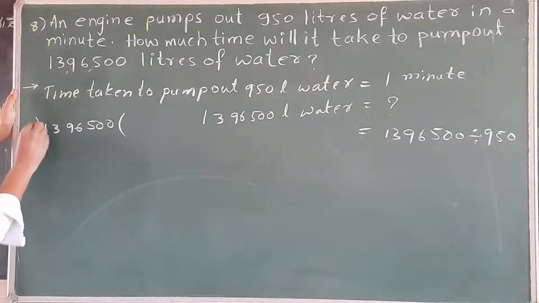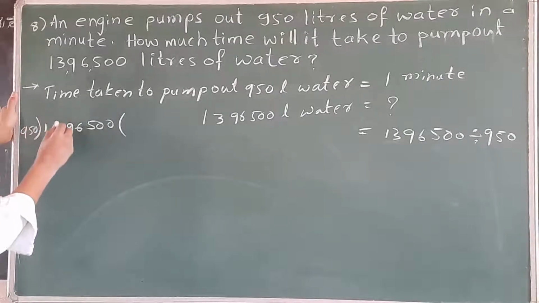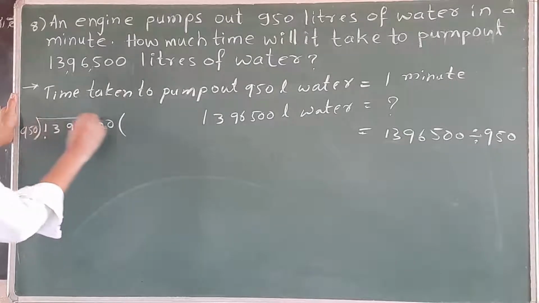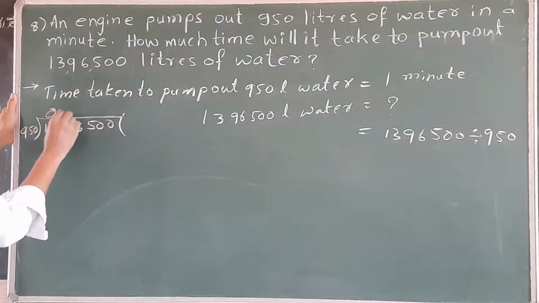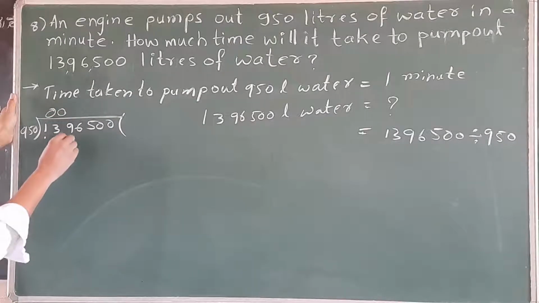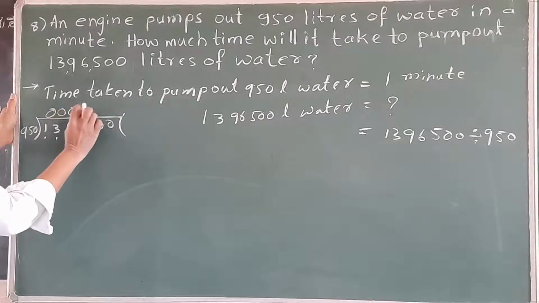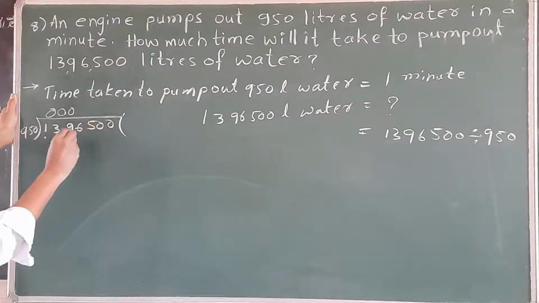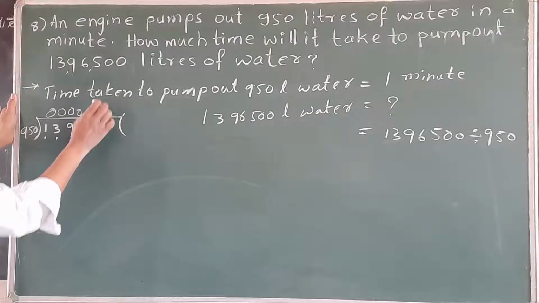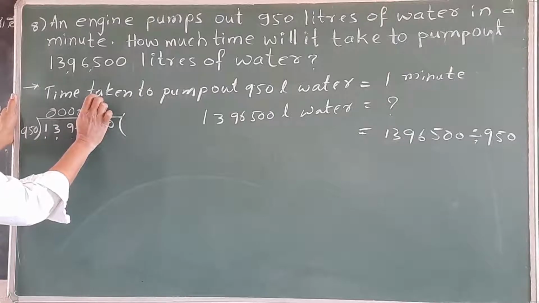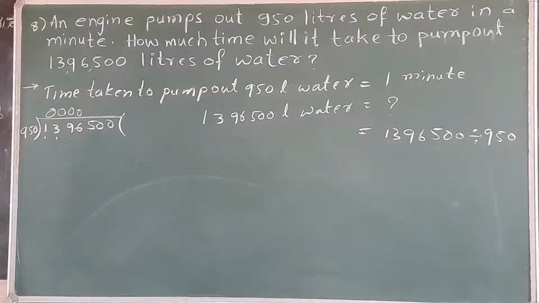950. In the 950 table, 1 is not there. Write 0, take the next one. 13 is also not there, write 0. Take the next one, it becomes 139, also not there. Take the next one after writing 0. Here 1396 is there. Now we search for 1396 or less than this in the table of 950.